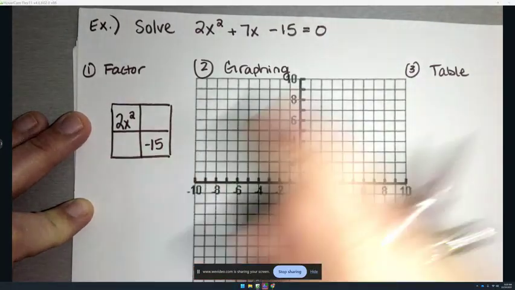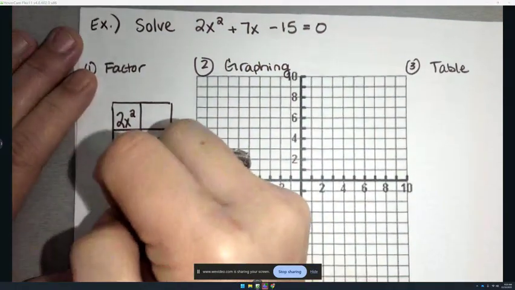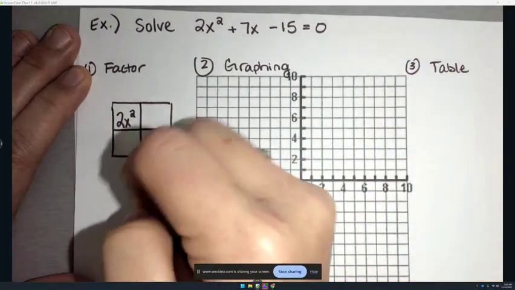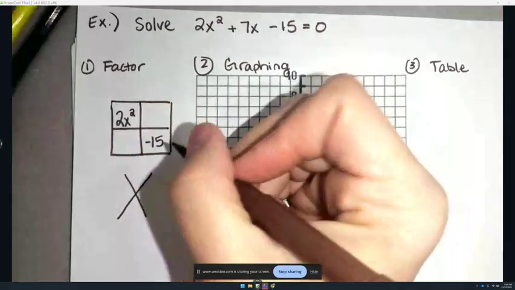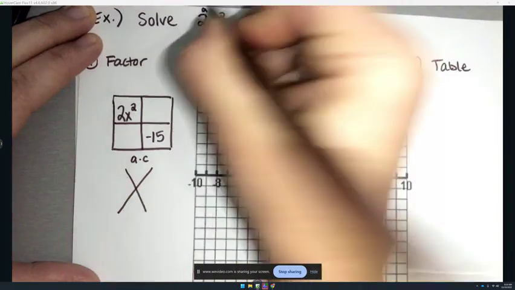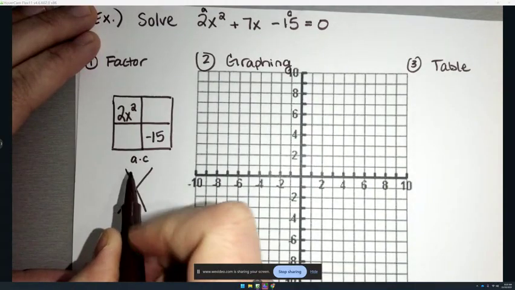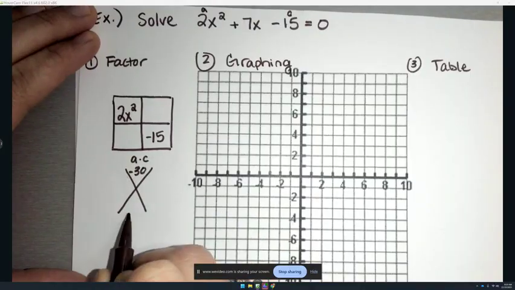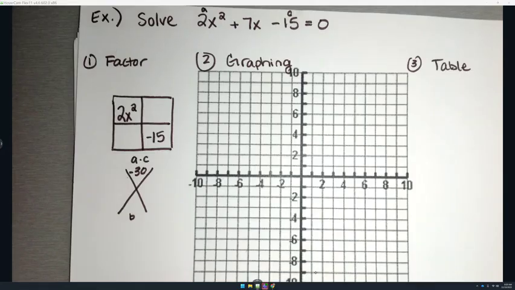All right, so to find these middle pieces, we need to do a little bit of work. And we use that x, if you remember. We'll do it down here. So we're going to multiply the first number times the third number. So that is A times C. That's what goes here. This is your A, this is your C. What is A times C? Negative 30. Good. And then your B number goes right here. So what is the B? 7.